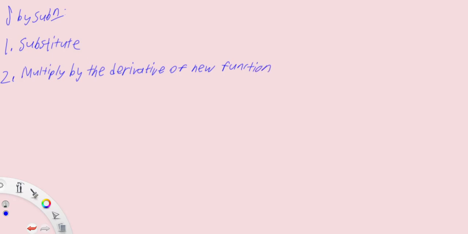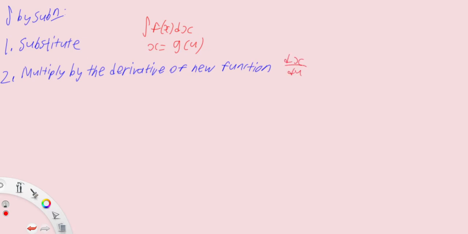And what is a derivative? Now, there's a few ways to think about it. Let's say I first have f(x) dx. Now I substitute, let's say x equals g(u). Then after making the substitution, you would obtain f(g(u)). So multiply by the derivative of the new function, which means that you want to multiply by dx/du.